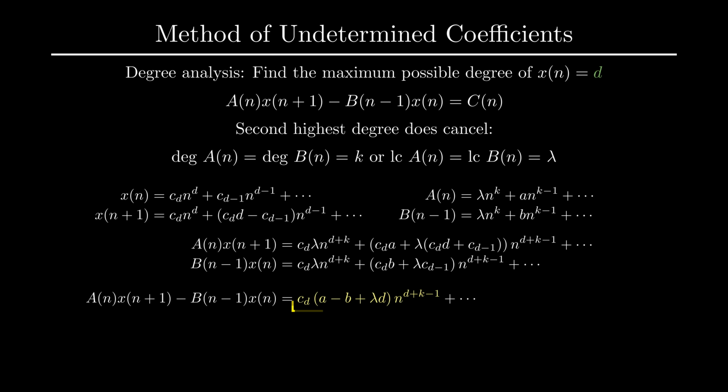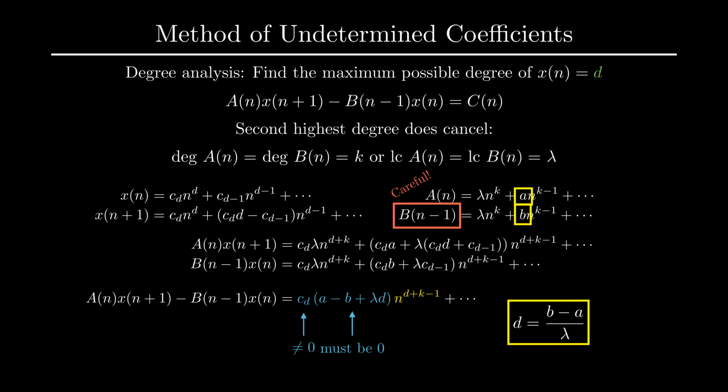This term is the second highest degree, and we need to set the coefficient equal to 0 for it to cancel. The c coefficient in front can't be 0, as it is the leading coefficient of our solution x of n. Therefore, this other factor must be 0. Solve for d and you get this expression. Do take a careful note here. I have defined a and b here to be the second highest degree coefficients of a of n and b of n minus 1 respectively. Notice that is the coefficient of b of n minus 1, not b of n.